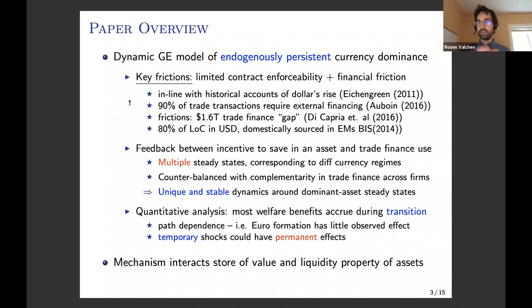It's going to be stable through time. Effectively, we're going to be anchoring the currency choice equilibrium to a slow-moving endogenous state, which is going to be the portfolio composition of savings around the world.